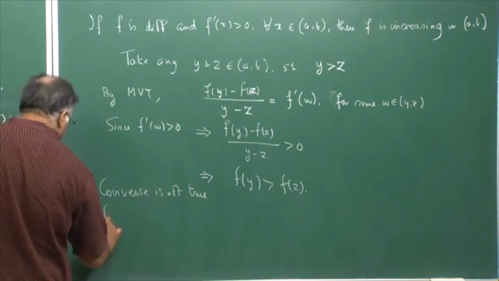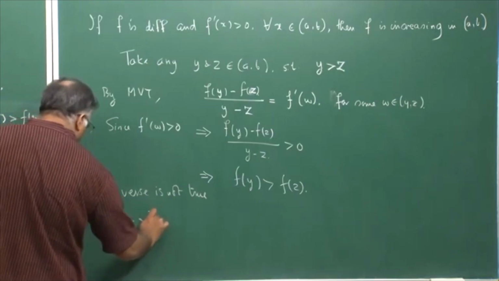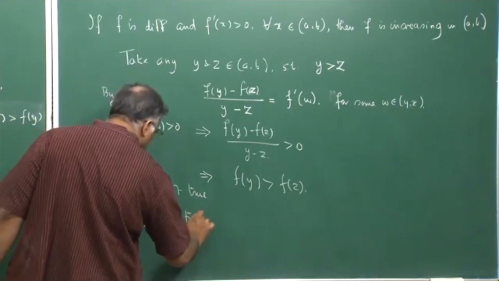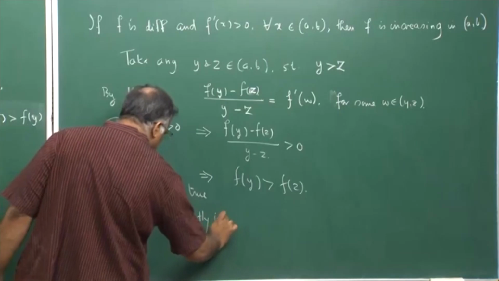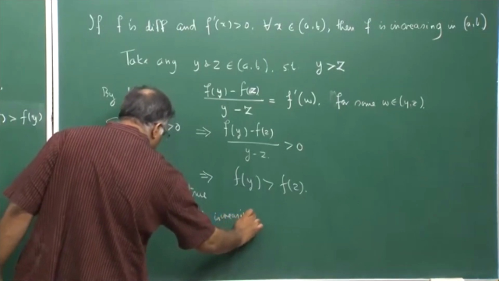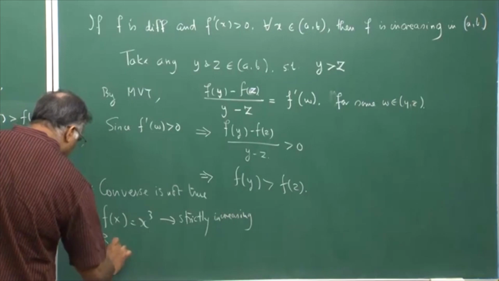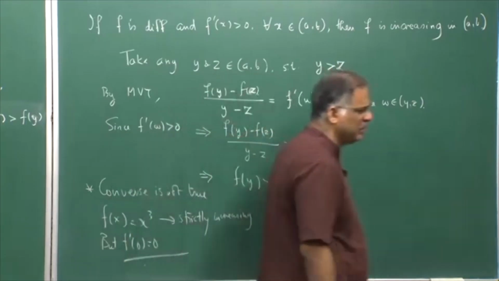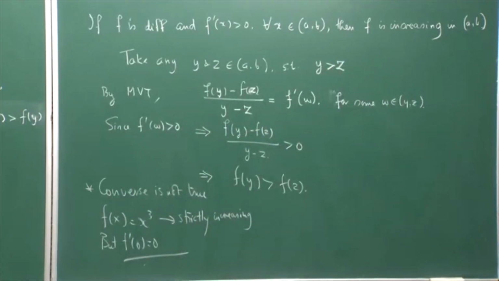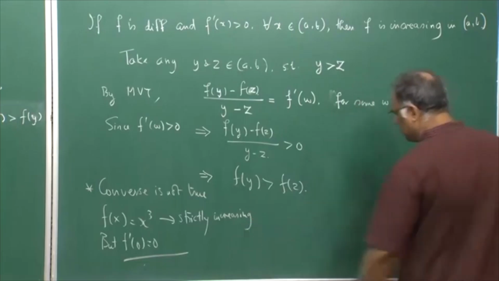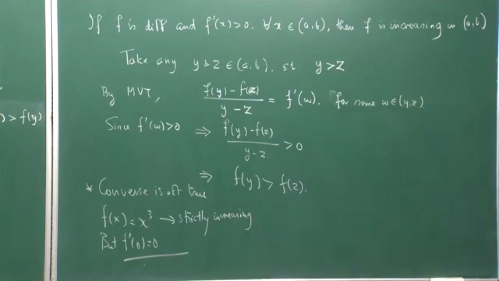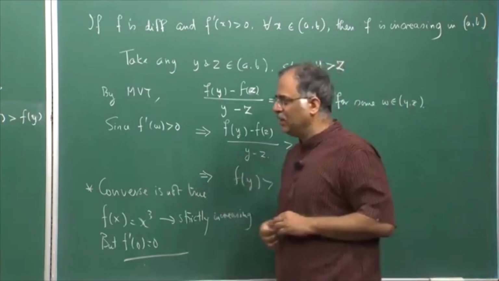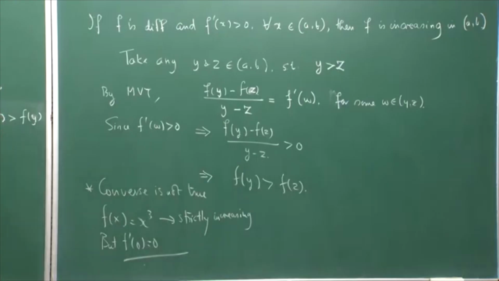The example is right there on the board, the x cube function. So f(x) equal to x cube is strictly increasing, but f dash 0 is 0. It is a very prototypical and standard example in calculus. So the reverse is not true. You cannot have any necessary condition here, but you have a sufficient condition.